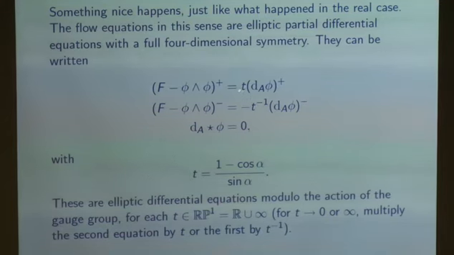If T is 0 or infinity, there's a symmetry under changing the sign of phi. Because, for example, if T is 0, this term drops out. This also drops out. So the first equation becomes even in phi, and the second becomes odd. For generic T, that isn't true.